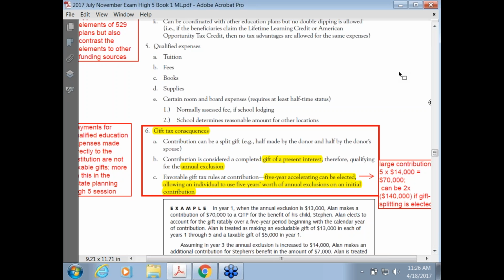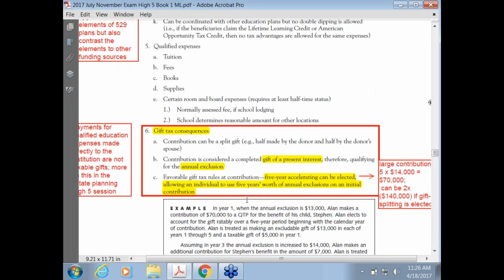Now there's some rules that, if the person dies within that 5-year period, some of that comes back a bit, but the testing will just be what's the number? What's the number? And just know that you've got 5 times 14,000 times 2 in a split gift.